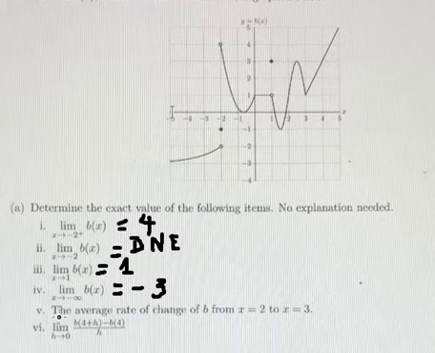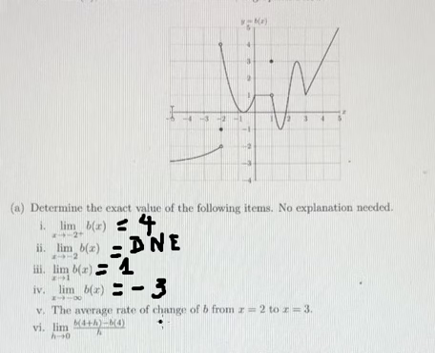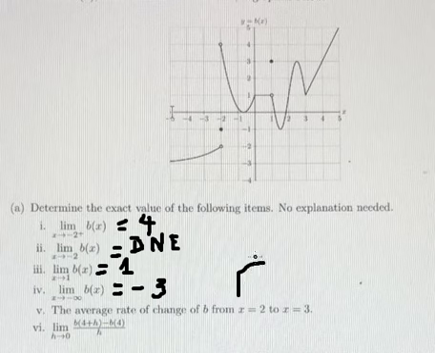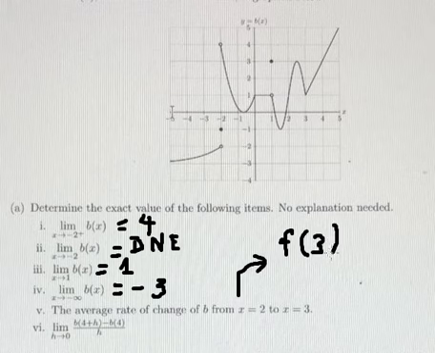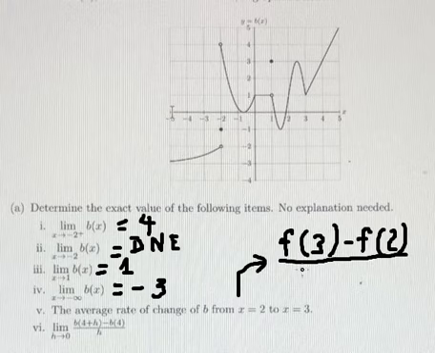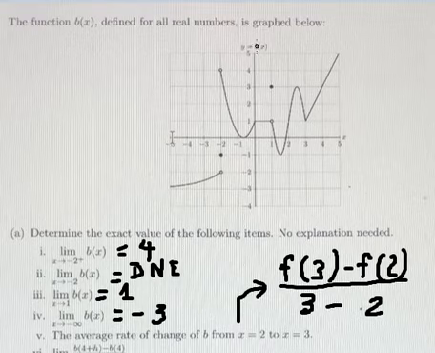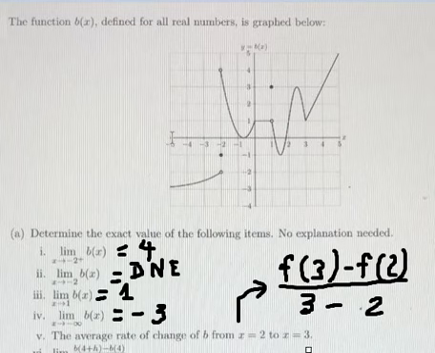The next one, the average rate of change of b from x equals 2 to x equals 3. So the formula of this one should be f of 3 minus f of 2 over 3 minus 2. But in this situation, they use b, so we change this one into b here.